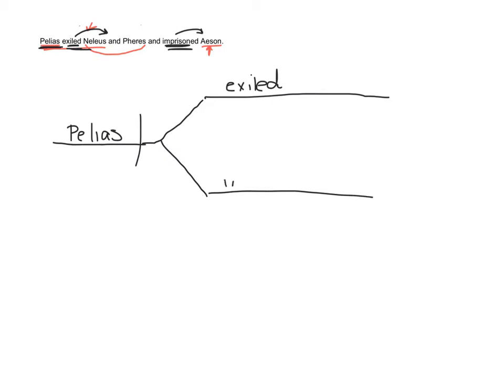So I have Peleus, and then I have the verb that splits. He does two things. Peleus, exiled. Oh, hello. I don't know how I came up with exited. Exiled. And Peleus, imprisoned.